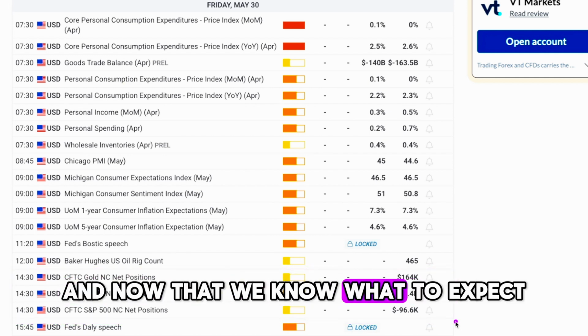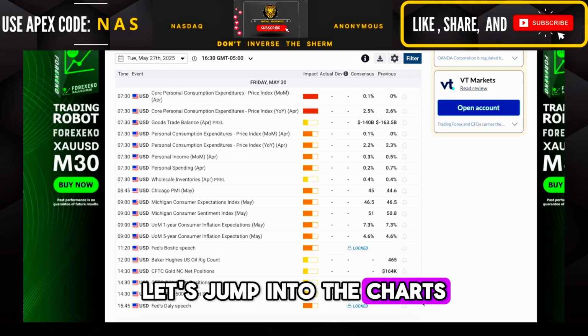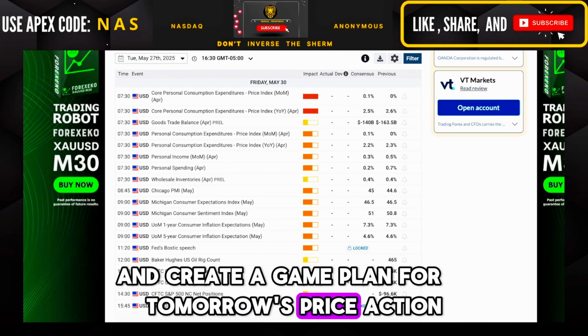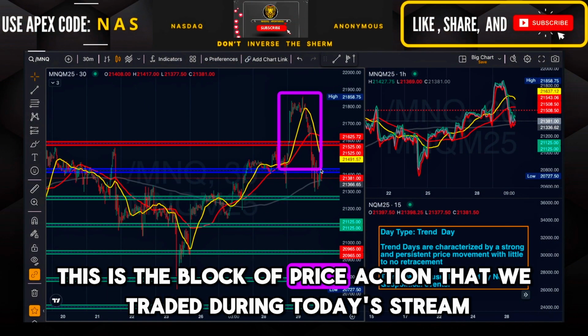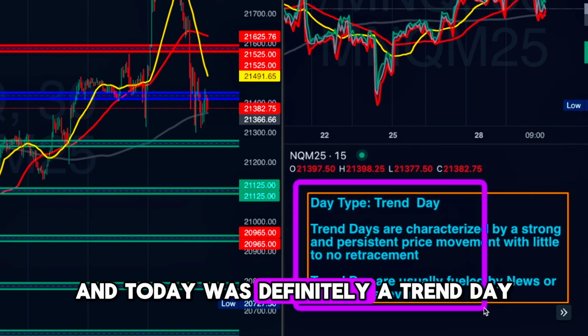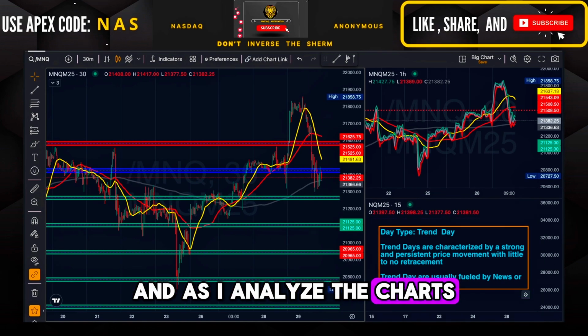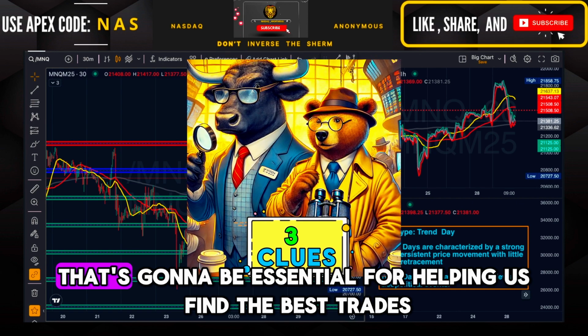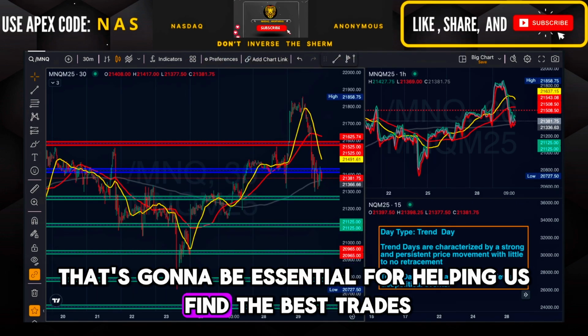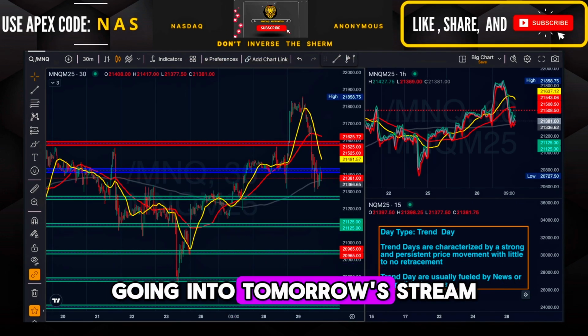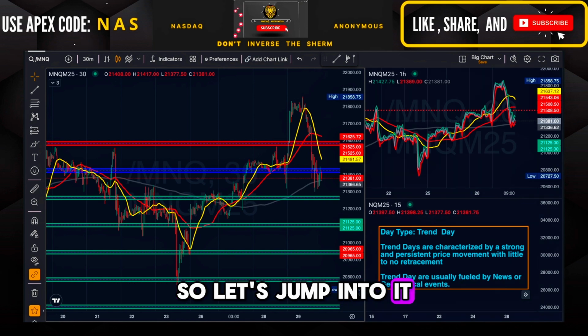And now that we know what to expect, let's jump into the charts and create a game plan for tomorrow's price action. This is the block of price action that we traded during today's stream. And today was definitely a trend day. And as I analyze the charts, I see about 3 clues that are going to be essential for helping us find the best trades going into tomorrow's stream. So let's jump into it.